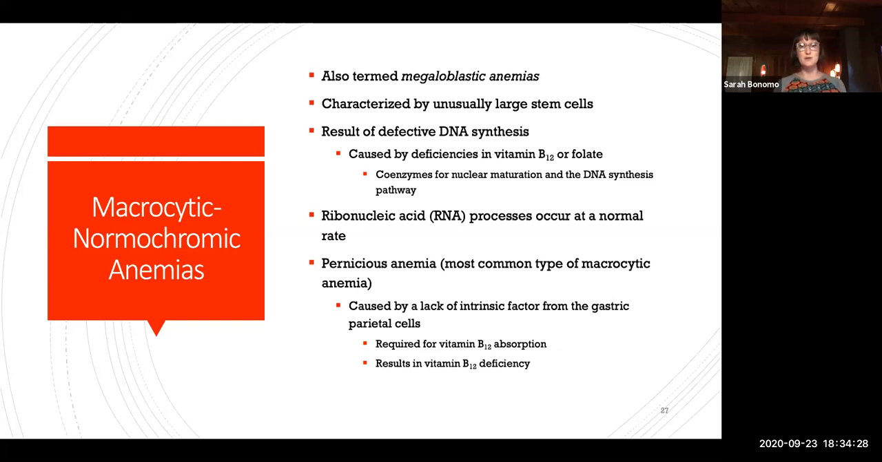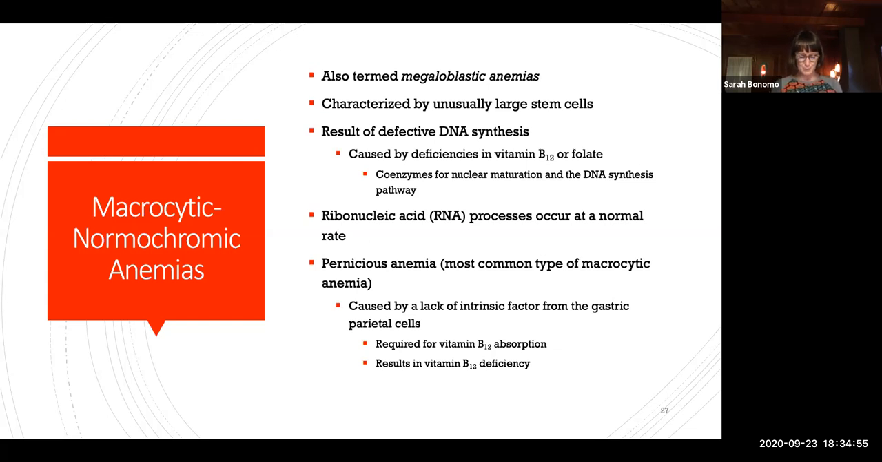It's going to help give you a clue as to what in the wide world they're talking about when you come across these. Another name that your book refers to these as is megaloblastic anemias, but as long as you can understand that it's a macrocytic normochromic anemia, you'll be fine. So really characterized by big fat stem cells, and they develop into big fat erythrocytes.